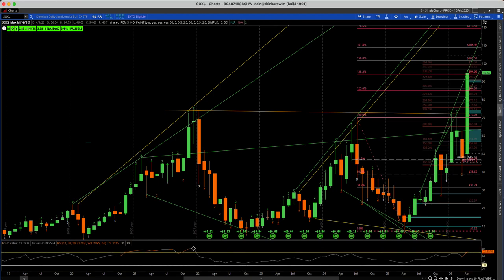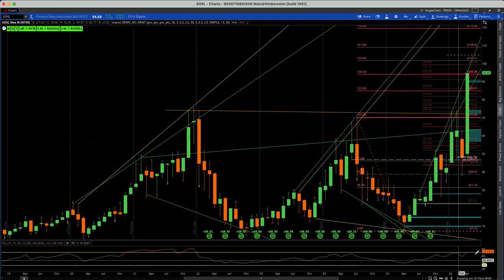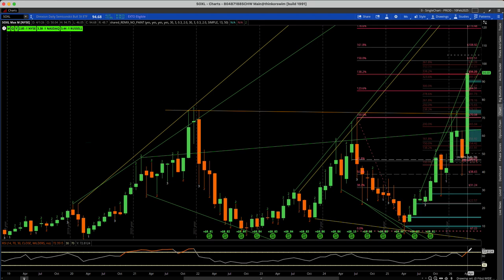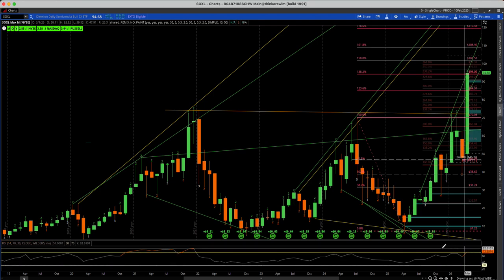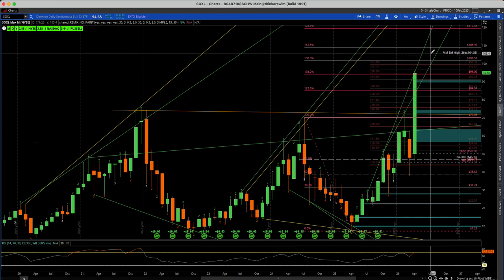RSI did go up above 70. I think it was at the end of 21. Yeah, about 81. So hit that 80 number. So we're getting up there. We're at about 71, almost 72. So just continue to keep your eye on that.